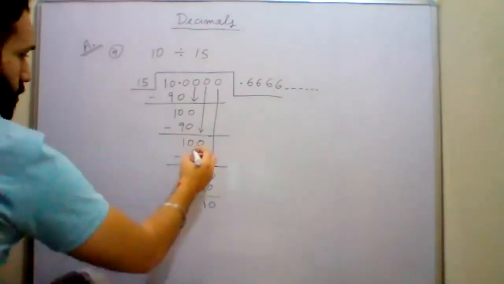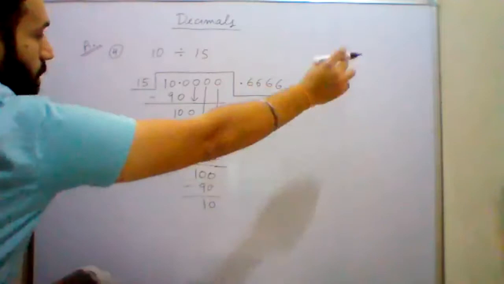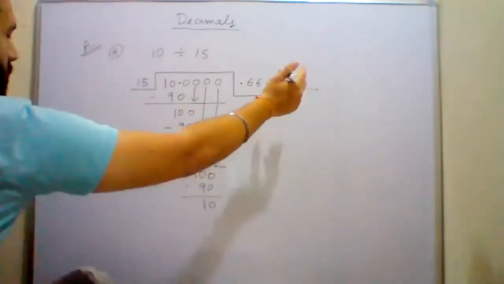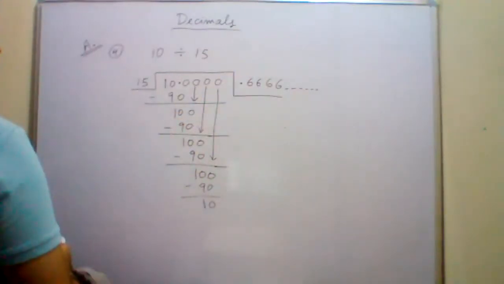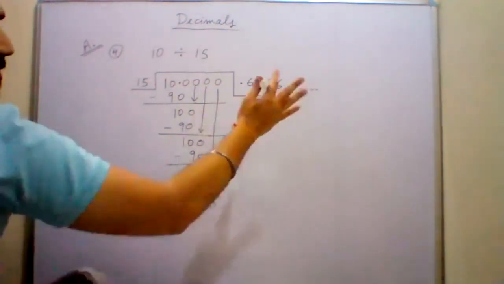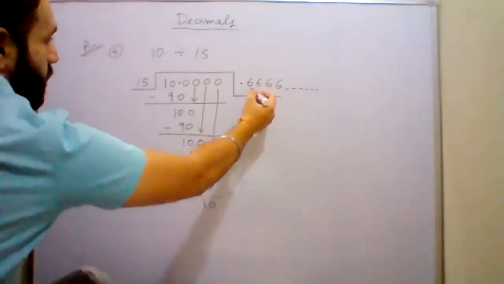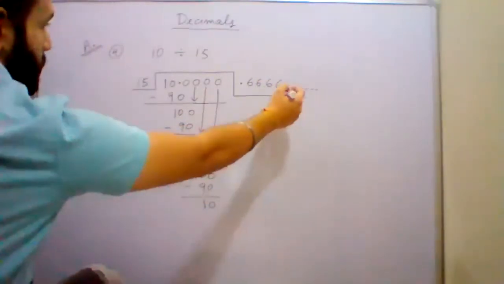What to do in this case? You will see that this can continue indefinitely, in infinite decimal places you can have here. Okay, what is the meaning of infinite? Something which is unlimited. Endless. So you can have an endless, unlimited number of decimal places here.